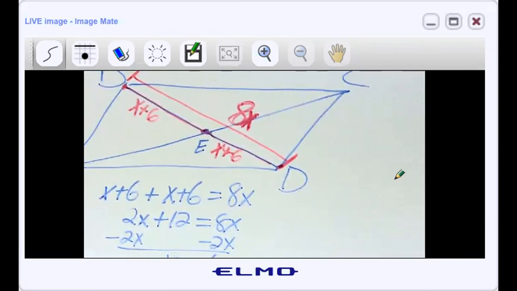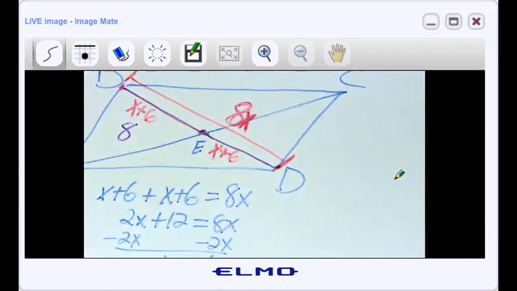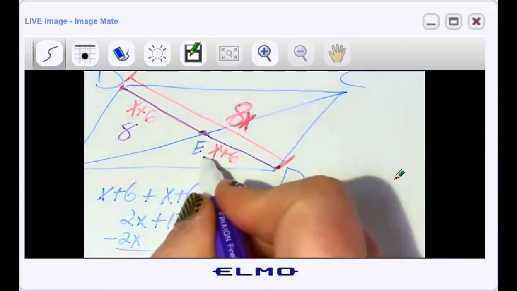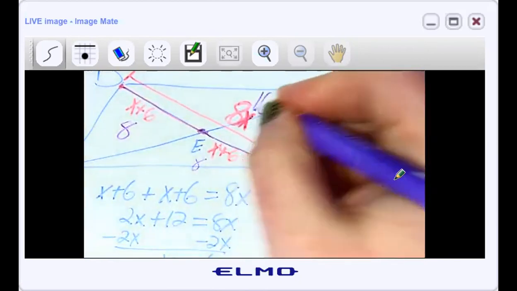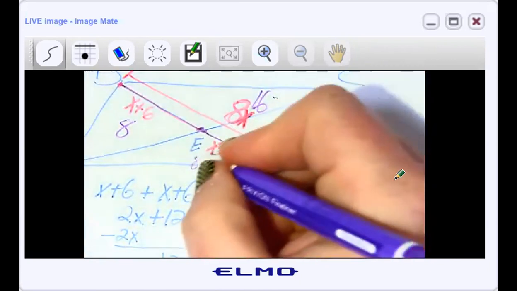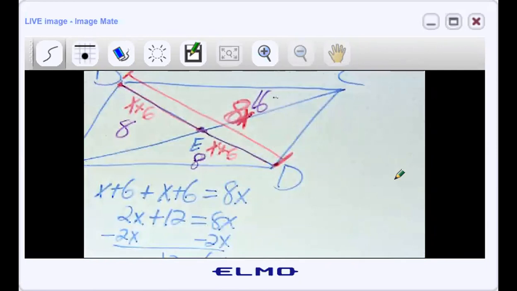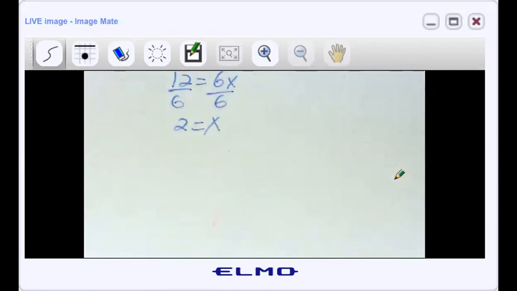If x really is 2, let's see. 2 plus 6 means that BE has a length of 8. Obviously, that's also 8. And then let's see. 2 times x would be 16. Yeah, that works because 8 and 8 should get me to 16, and it does. So cool. All right, let's try another one like this. I'm going to try and trick you, so be ready.